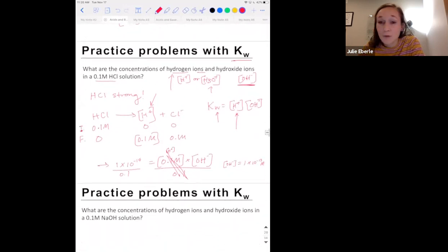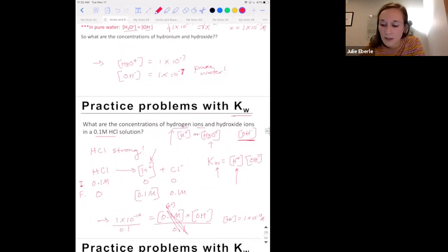We're going to do another one with a base. We're going to do the same problem, but with a base in just a second. So, a recap on what we just did. We wanted to know, what are the concentrations of H plus and OH minus? That was the question in this problem. And it says we have a solution of 0.1 molar HCl. The first thing you need to always ask yourself when you're given some kind of acid-base problem is, wait a minute, is this a strong acid or a weak acid?